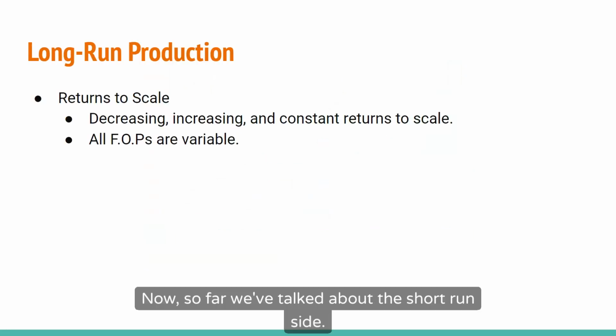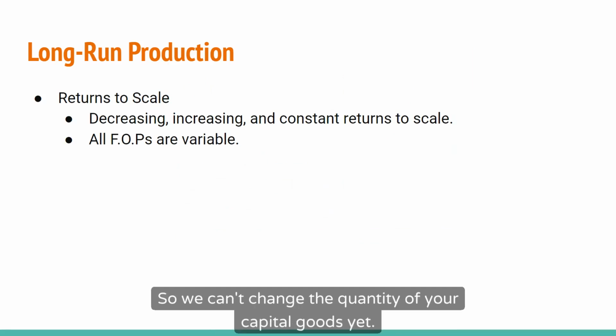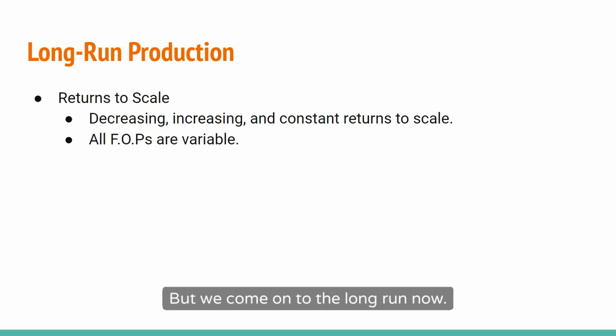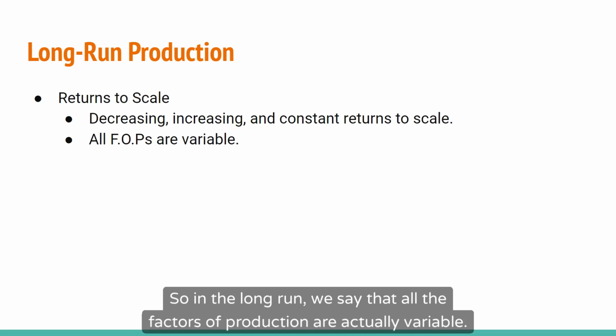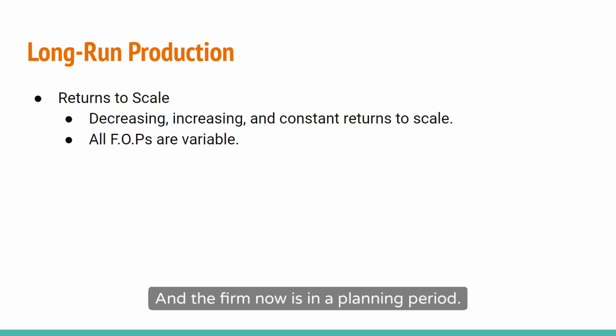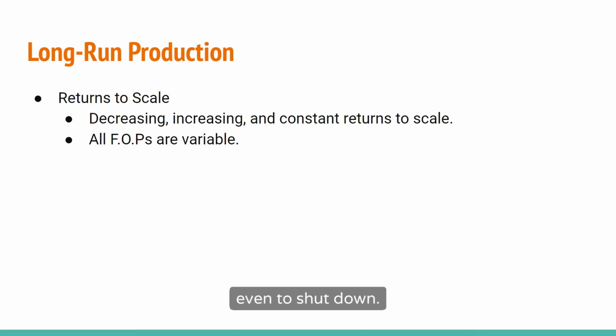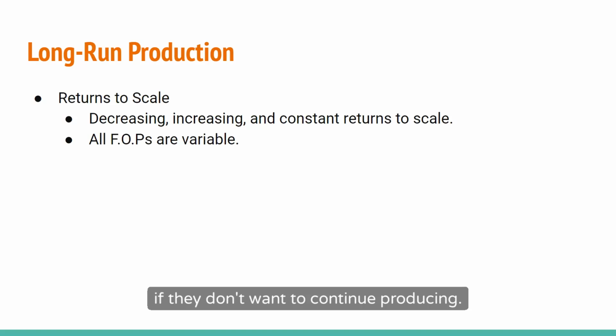All right. Now, so far we've talked about the short run side. So short run was where you have the capital goods held fixed, right? So we can't change the quantity of your capital goods yet. But we come on to the long run now. So in the long run, we say that all the factors of production are actually variable. So think of it as a very long period ahead, let's say 5 years, 10 years later. And the firm now is in a planning period, right? So it could actually decide whether to produce at this quantity or that quantity, or even to shut down if they don't want to continue producing, right?